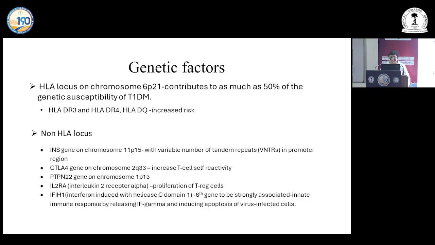Interleukin 2 receptor alpha is responsible for the proliferation of the T regulatory cells, the downregulation of which leads to an increase in the chances of developing autoimmune diseases. The interferon induced with helicase C domain 1 is the 6th gene to be strongly associated with autoimmunity. It contributes to the innate immune response by releasing interferon gamma and inducing apoptosis of the virus infected cells.